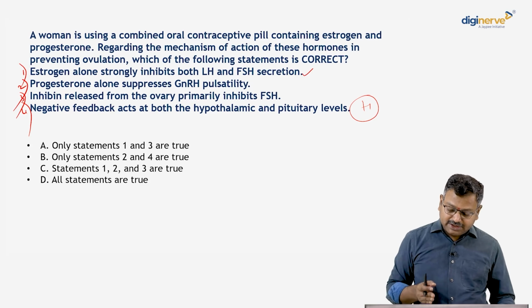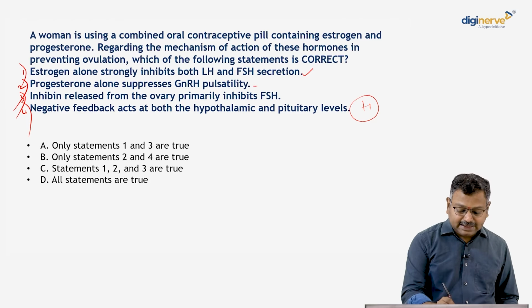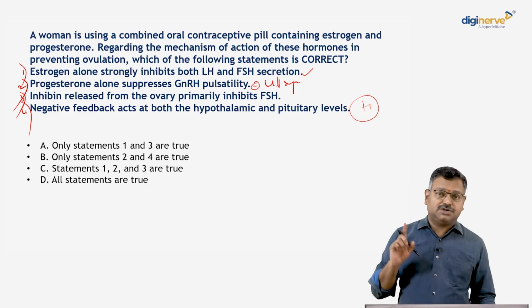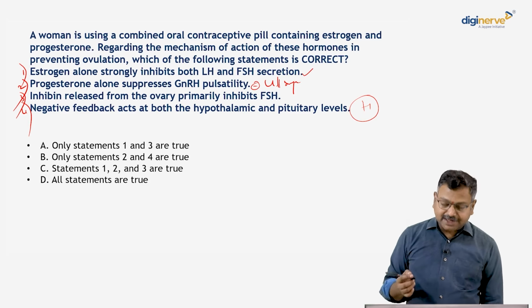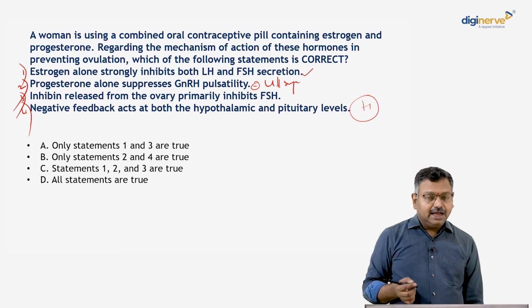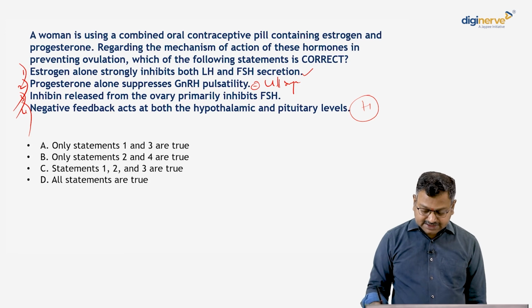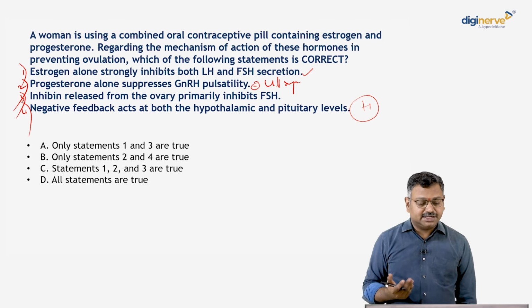Now progesterone decreases the GnRH pulsatility, and that inhibits the LH surge. So the LH surge is inhibited by the progesterone. Estrogen causes the LH surge. So primarily it is going to act on the anterior pituitary, and it inhibits the GnRH release, and that is how it is going to inhibit the release of LH, or the LH surge.